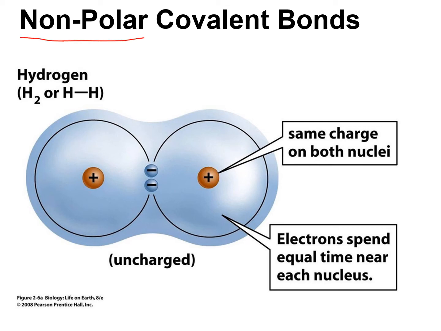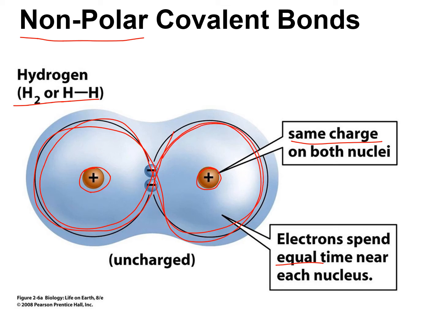nonpolar covalent bonds. Nonpolar means that the electrons are shared equally between the 2 nuclei, and this is because you have the same charge on both nuclei. For instance, for hydrogen, both nuclei just have 1 proton, so they're balanced, so the electrons are equally shared. They orbit each of the nuclei equally, and so overall the molecule is uncharged. It doesn't have a positive area or a negative area. So that is nonpolar covalent bonds.